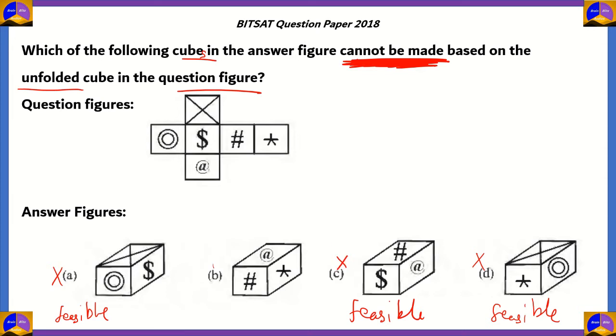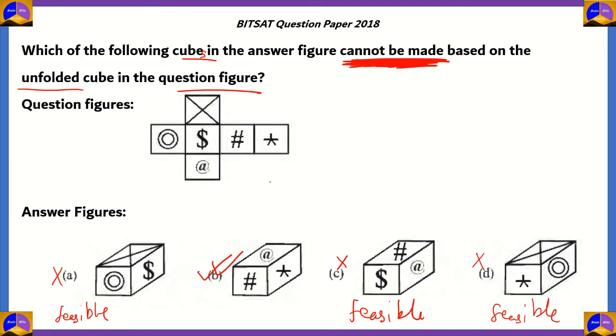So we now know that options A, C, and D are feasible, so that means the only figure which cannot be made is option B. So B is the correct answer, because it's the cube that cannot be made. Let's look why.